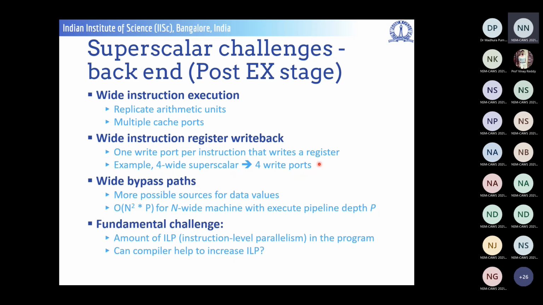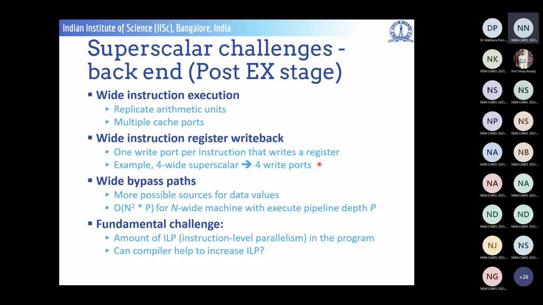which means the number of instructions that can be in parallel in a given stage, multiplied by the number of stages of the pipeline that can produce a result, because the bypass can happen from any of those stages. Okay, so this is a big cost of implementing a superscalar processor.